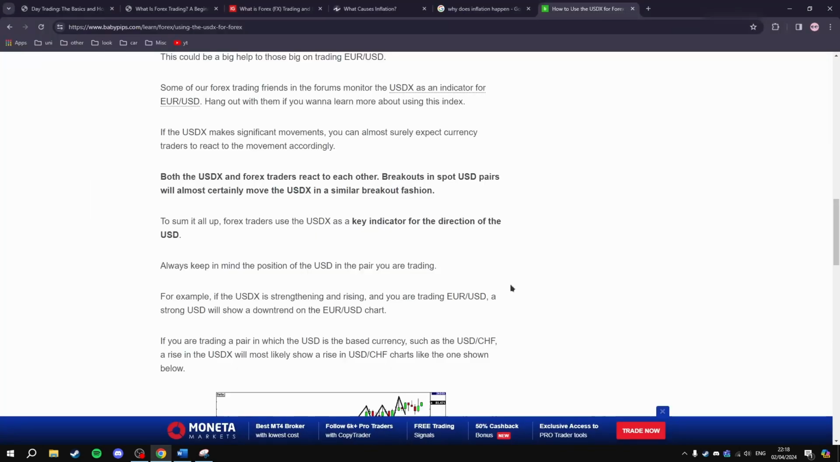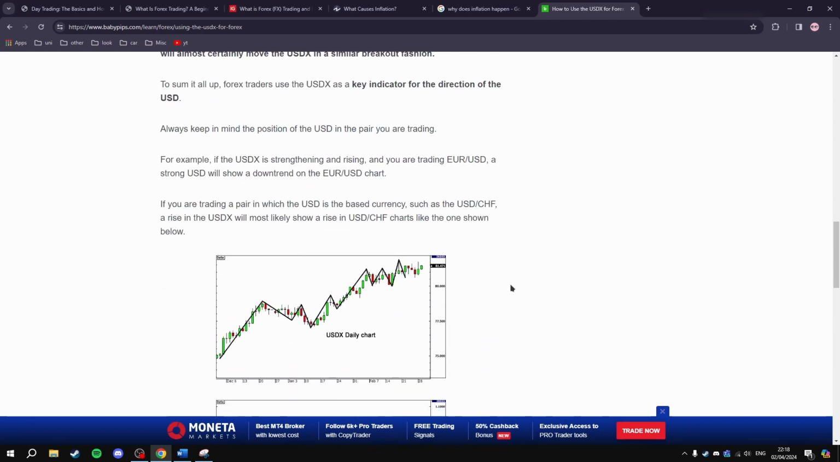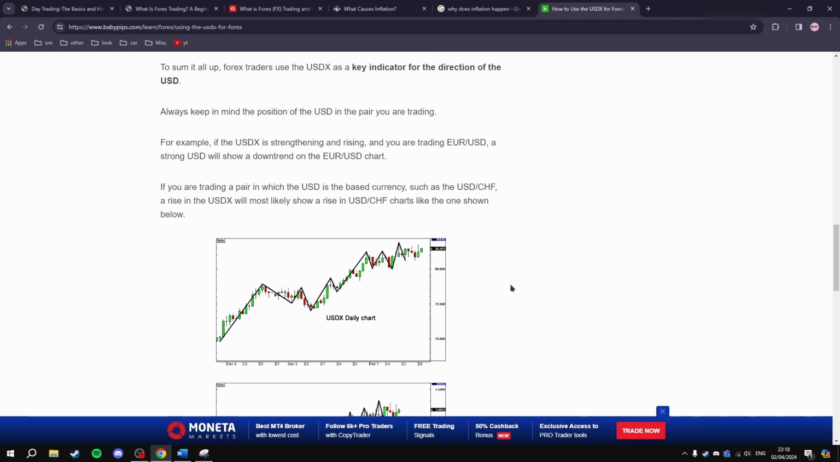To sum it all up, Forex traders use the USDX as a key indicator for the direction of the USD. Always keep in mind the position of the USD in the pair you're trading. For example, if the USDX is strengthening and rising and you're trading EUR USD, a strong USD will show a downtrend on the EUR USD charts. If you're trading a pair in which the USD is the base currency, such as USD CHF, a rise in the USDX will most likely show a rise in the USD CHF charts like the one shown below.